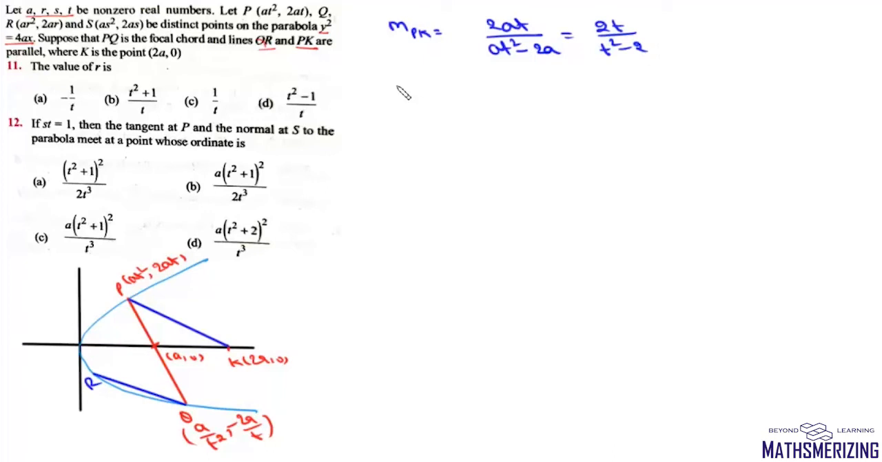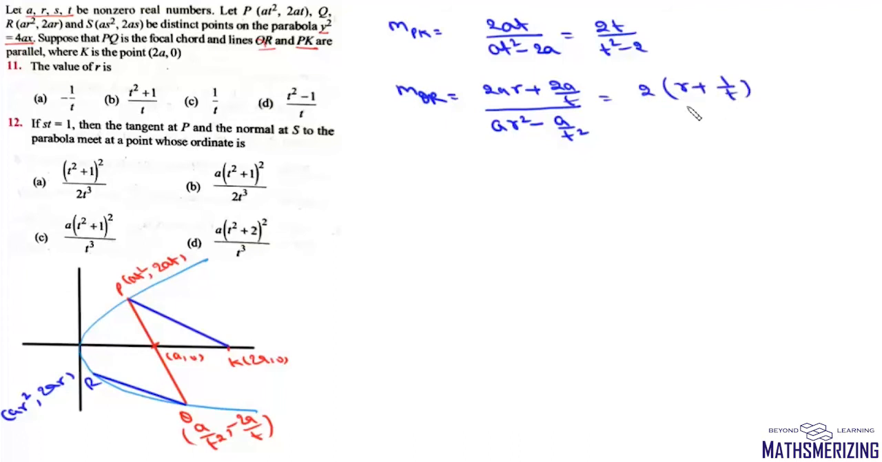And then we'll also find the slope of QR. Now this R is given as ar square and 2ar. Now the slope of QR will be 2ar plus 2a upon t, divided by ar square minus a upon t square. So now here we'll cancel a. So we'll get 2 times r plus 1 upon t, and here we'll get r square minus 1 upon t square.